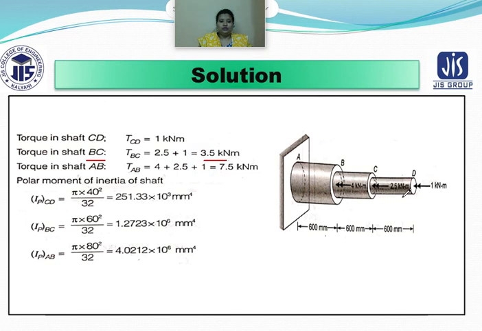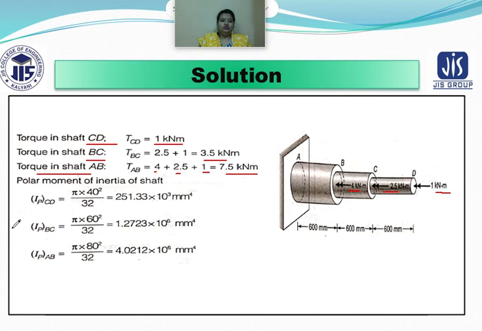3.5 kilonewton. Now if you think about the torque in AB, then AB is the total of all the torque that has been exerted over AB. So first you are getting 4 here, then 2.5, that has been given here, and this is your 1, so you have written 1. So your total torque you are receiving for AB is 7.5 kilonewton meter, and the total torque in shaft CD is 1 kilonewton meter.